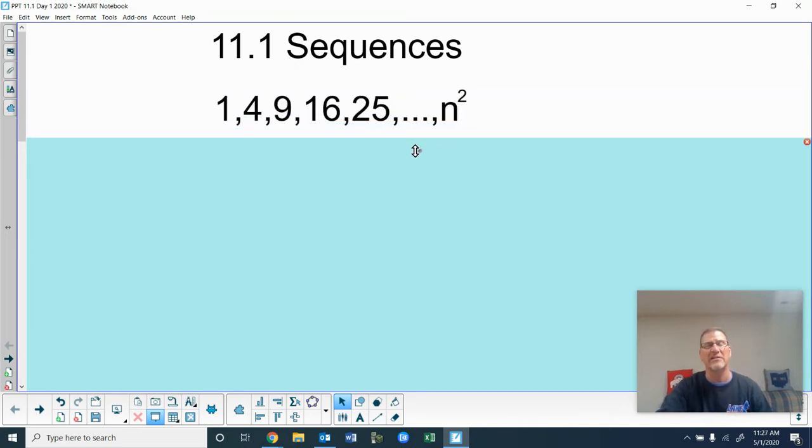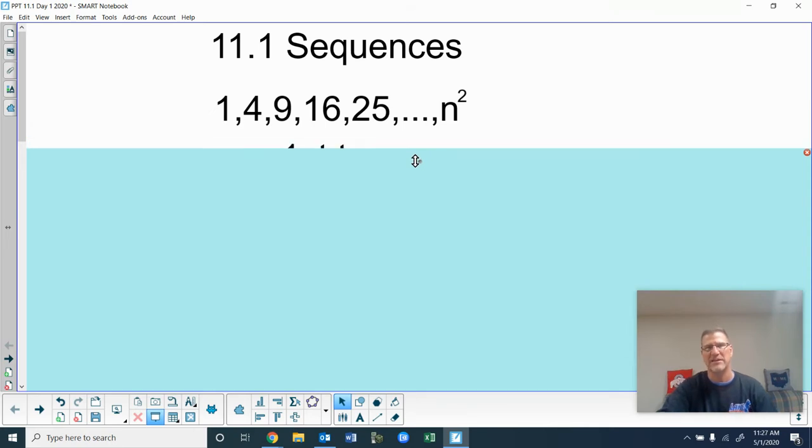Right here is an example of a sequence. A sequence is just a set of numbers in order. Here we've got 1, 4, 9, 16, 25, and so on, and then we've got n squared. You should probably figure out that we're just squaring 1 to get 1, squaring 2 to get 4, squaring 3 to get 9, squaring 4 to get 16, and so on.